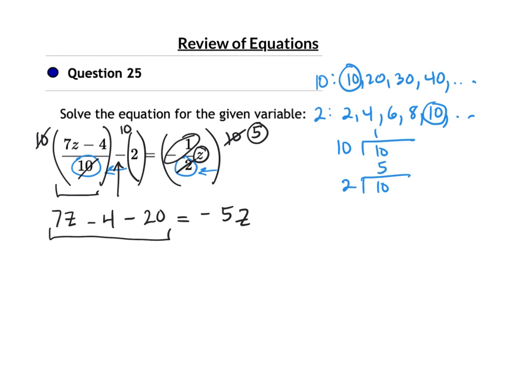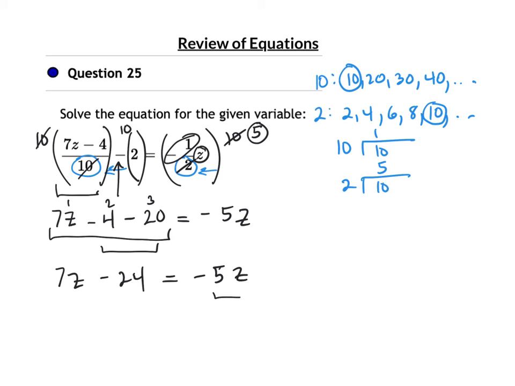Notice there are three terms over here. 1, 2, 3, separated by subtractions. And since there are three terms, I can combine like terms. That would be the 4 and the 20. So minus 4 minus 20 is minus 24. 7z minus 24 equals negative 5z.